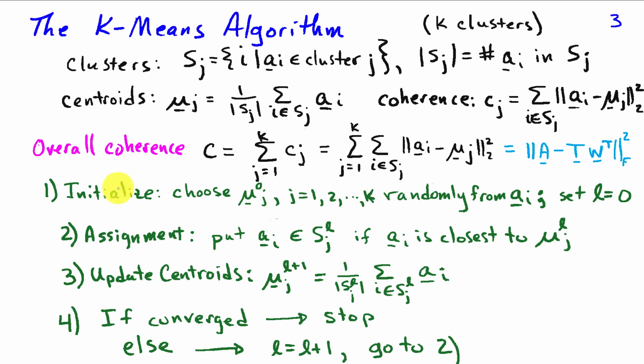So the k-means algorithm follows this set of steps. You start with an initial guess for the cluster centroids, and you can pick those randomly from the available data that you have, and you set the iteration index L equals 0. Then we assign each data vector to a particular cluster if that data vector is closest to the corresponding centroid. Once we have assigned these data vectors to different clusters, we can then update the centroids. And then we repeat steps 2 and 3. Each time we update the centroids, then we go back and reassign the data based on the distance between each data and the new centroids.